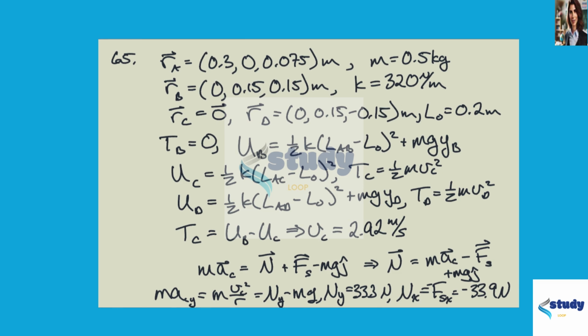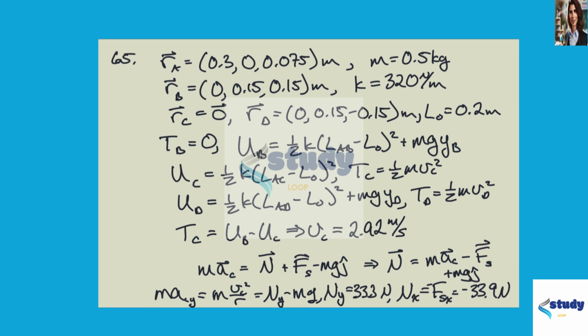Now we have a collar riding on a circular rod or semicircular rod, and there's a spring attached to the collar and also to a point attached to the ground, and the semicircular rod is now in the vertical plane, so we have to be careful and make sure we account for changes in gravitational potential.